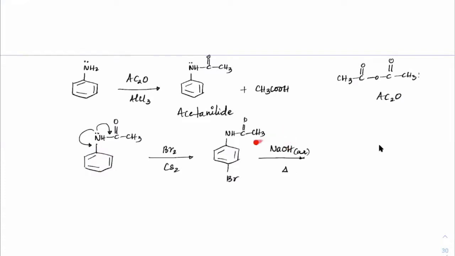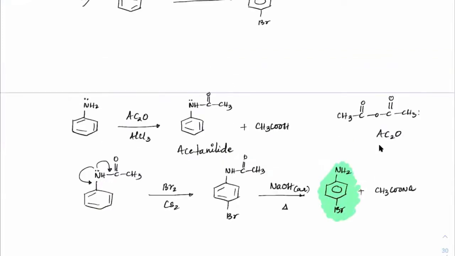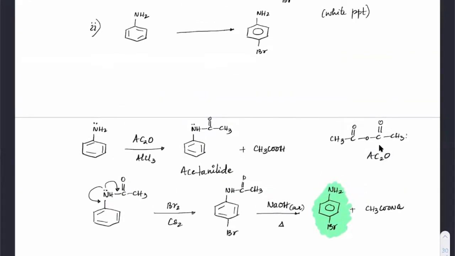So OH minus will attack on C double bond O, remove it as acid. And once the acid comes here, this will become again NH2. So we will get NH2 back here, NH2 Br, and CH3COONa. This is the product that is formed. So you can see how we are able to generate this product, which is the desired product, right? Not by directly reacting with bromine and CS2.